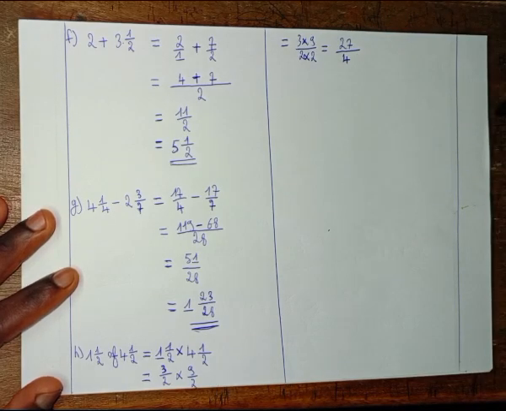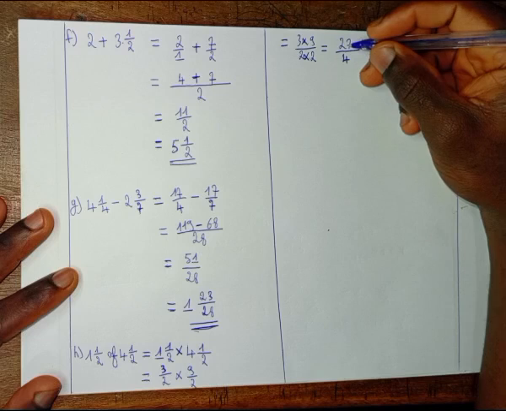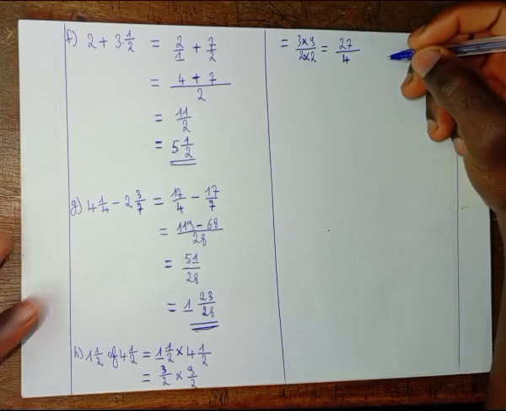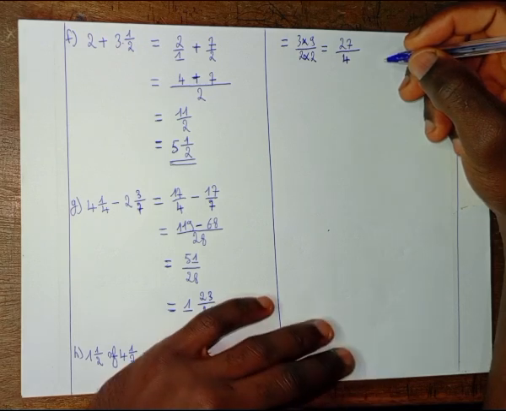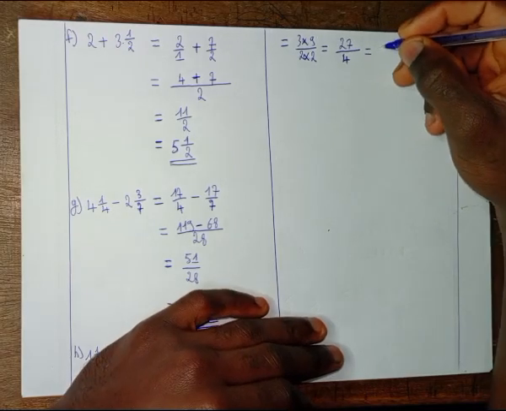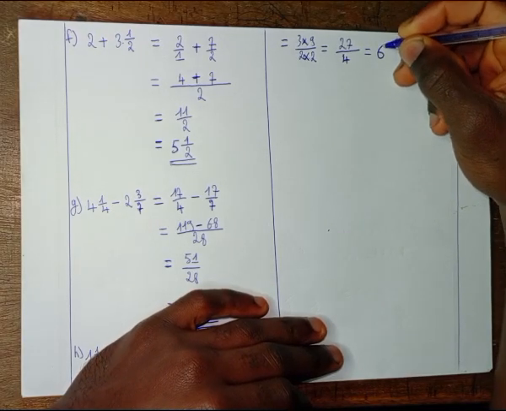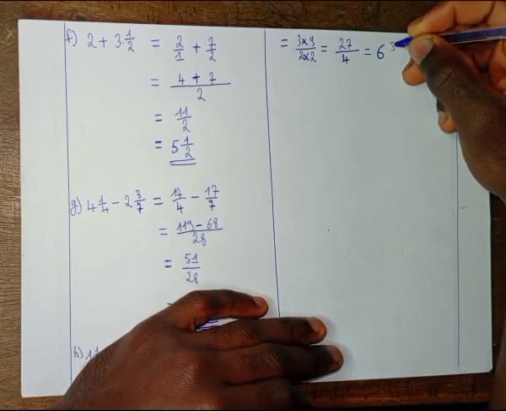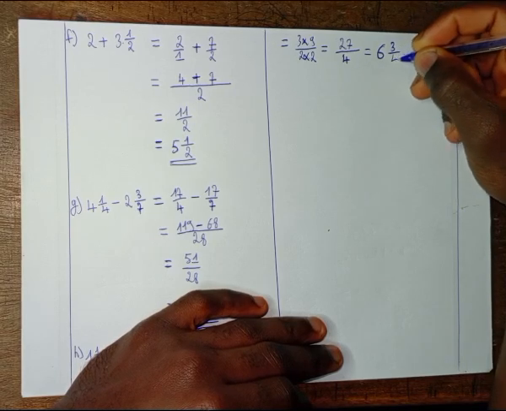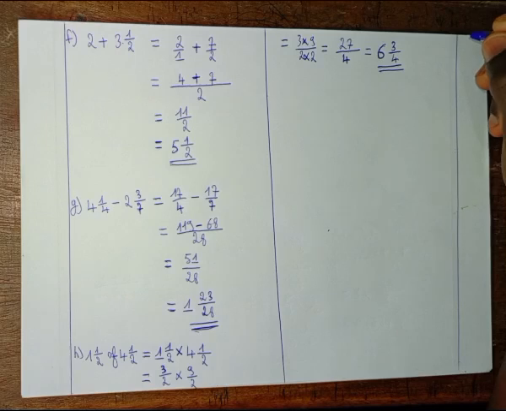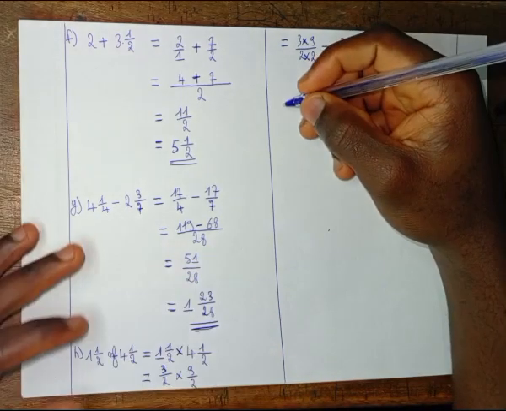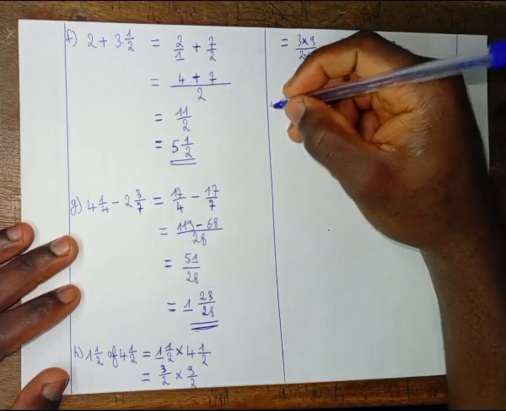Next thing, we have to divide the 27 by 4 so that we can obtain the whole number part and the proper fractional part. If we divide 27 by 4, we obtain a whole number part of 6 and a remainder of 3. So this will give us 6¾. We go now to question I.